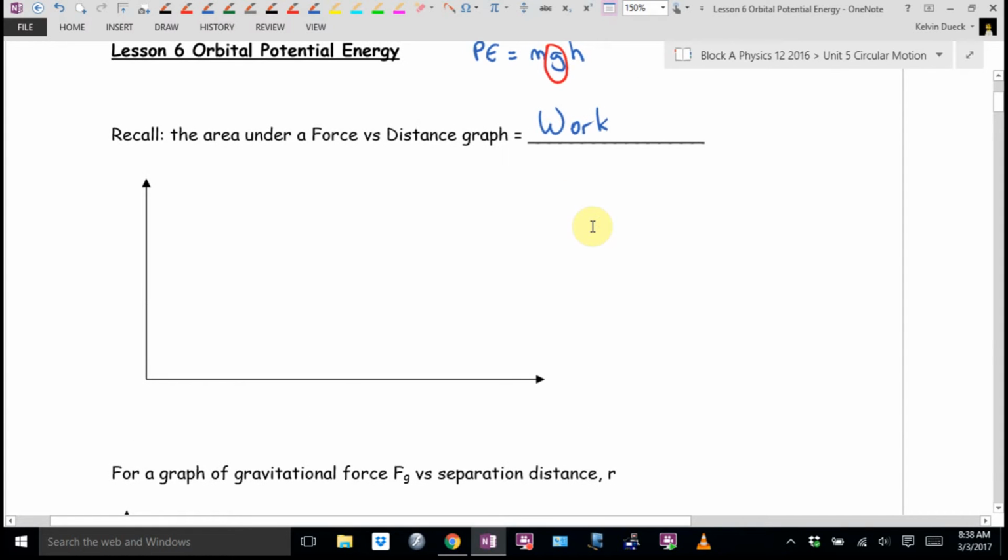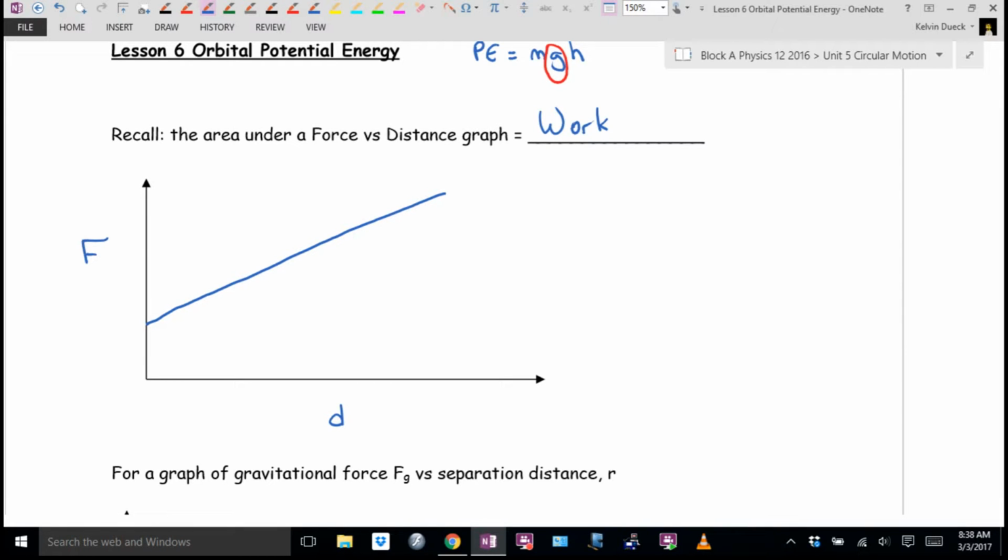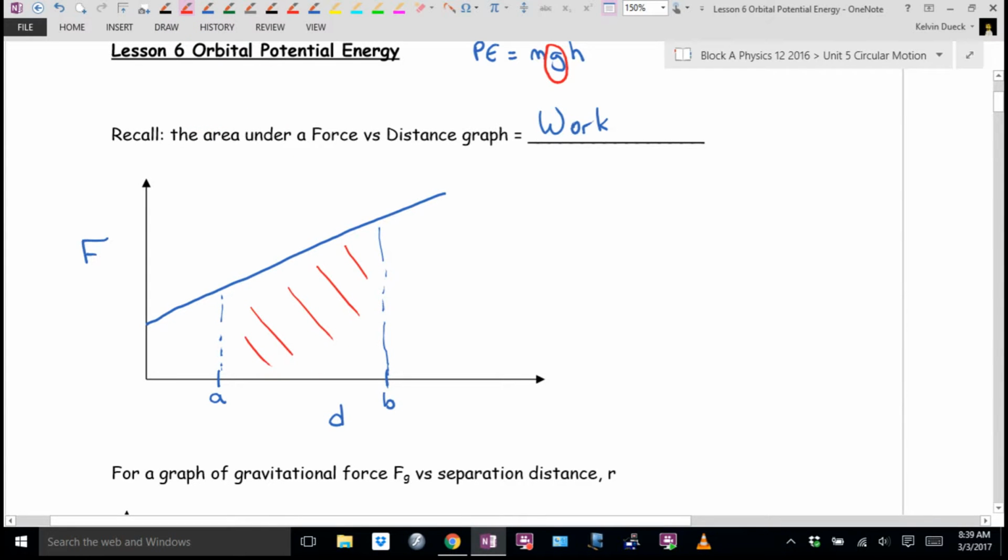But I'm going to be a bit more specific. So let's label this F. Let's label this D. Here's our graph. Just draw kind of a line slanting up. This is a changing force. The force is increasing, so you wouldn't be able to just go force times distance. You'd have to use the area. And then what I'd like you to do right about here, put a point A. Right about here, put a point B. And then you can extend the lines up. Sketch that.